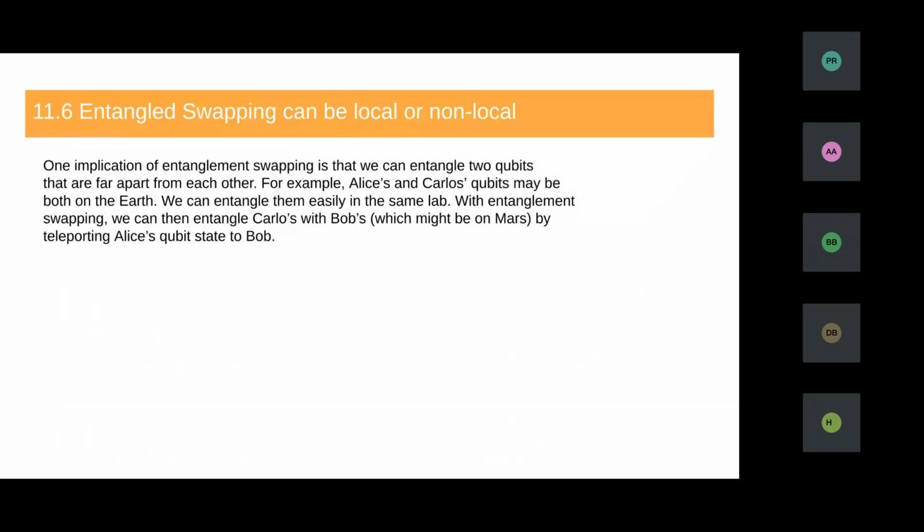That is, you entangle two qubits that are far apart from each other. In this case, what he had done is Alice and Carlos's qubits may both be on the Earth, and we can entangle them easily in the lab. With entanglement swapping, we can then entangle Carlos with Bob's, which may be on Mars.